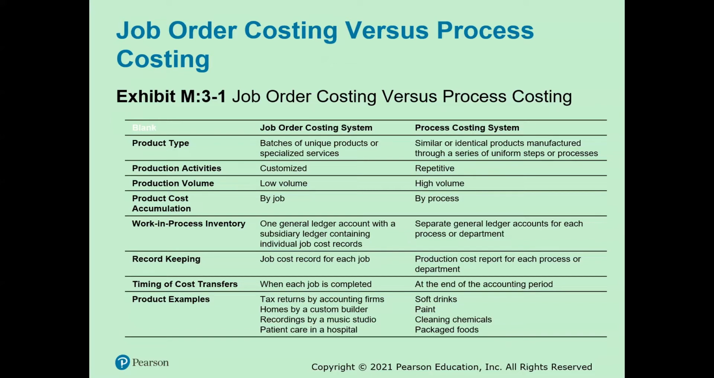Job order costing has one work in process inventory account with a subsidiary ledger containing individual job cost records for each job. Costs are transferred to finished goods inventory when the jobs are completed. Process costing has a separate work in process inventory account for each process or department.